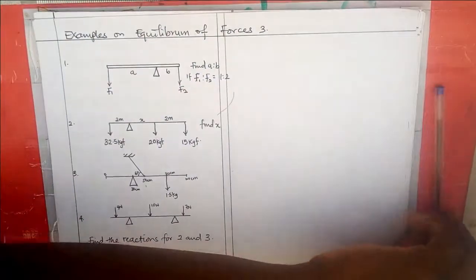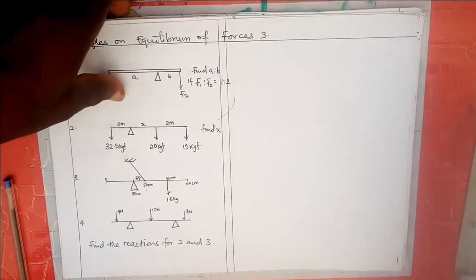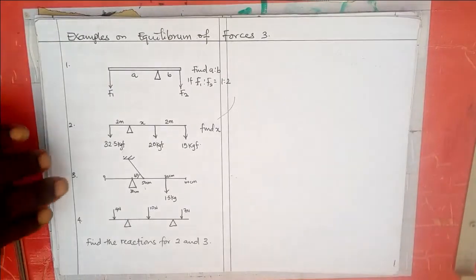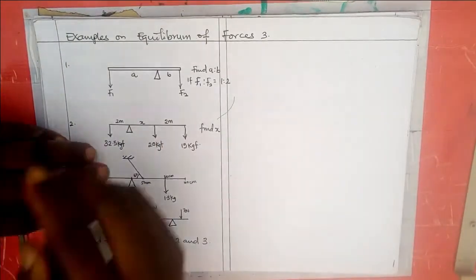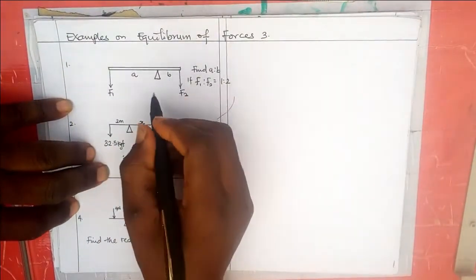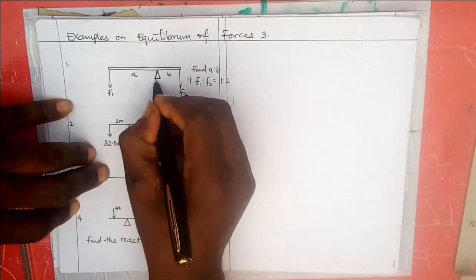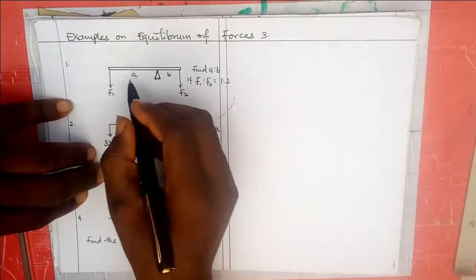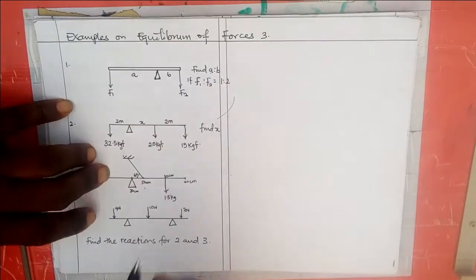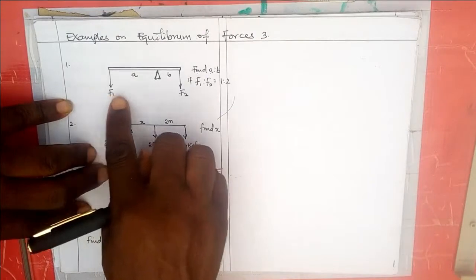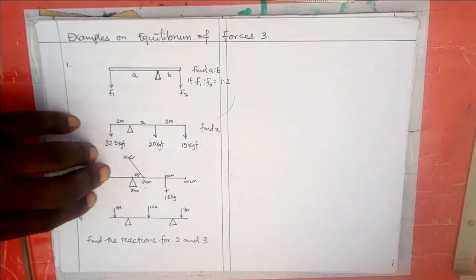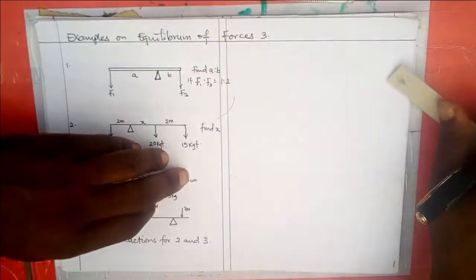Solving of problem examples. Solving of examples that involve equilibrium. Question number 1. We have a lever. We have a pivot at this point, F1 and F2. Find the ratio of distance A to distance B, if the ratio F1 to F2 is equal to 1:2. So this is very simple. Solution.